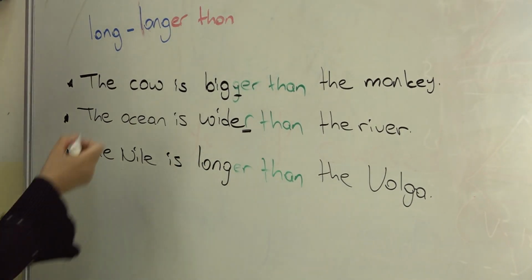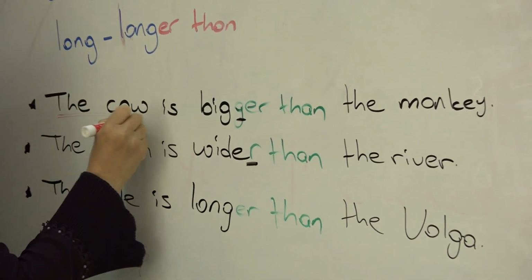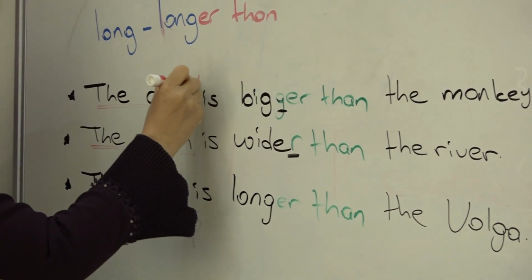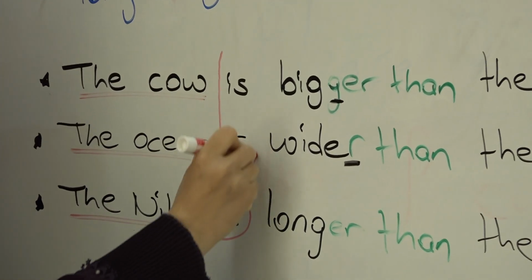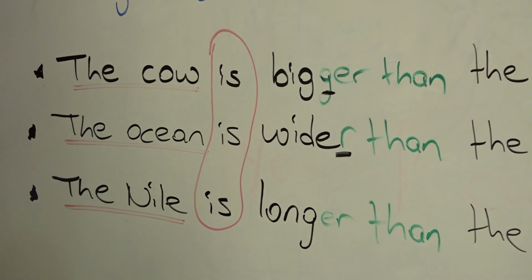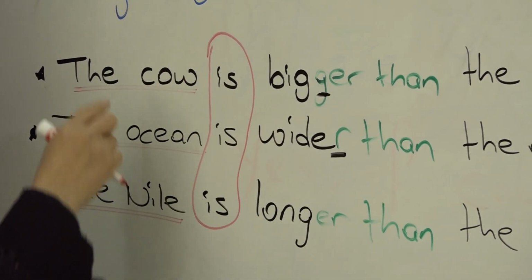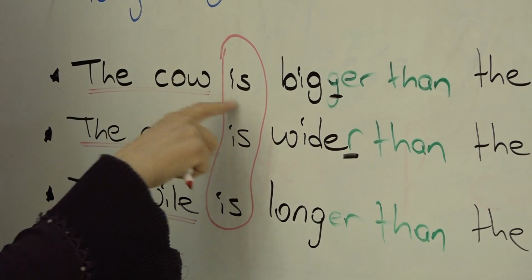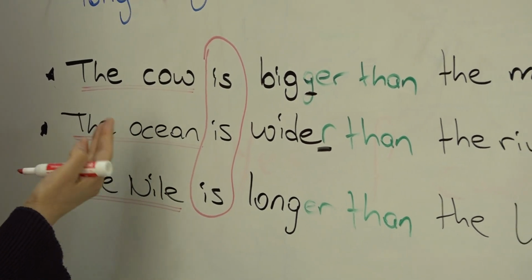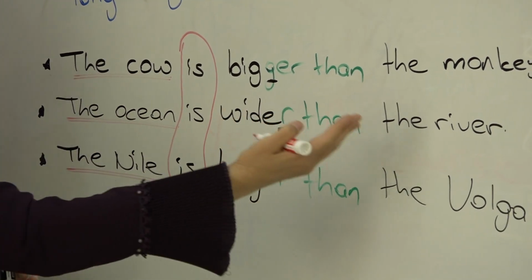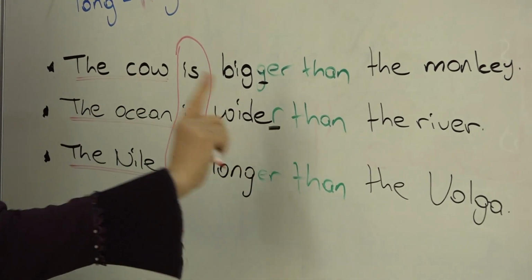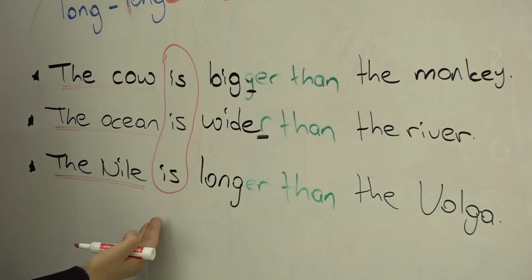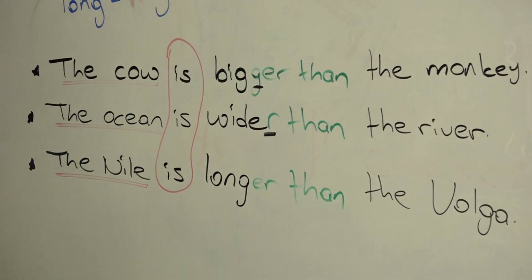Because I have only one cow, one ocean, and one Nile, I use the verb is only. I don't say the cow are bigger, because I have only one cow, and I wrote is. I have only one ocean, and I compare one ocean and one river, and I use is here. The same with the last sentence again.